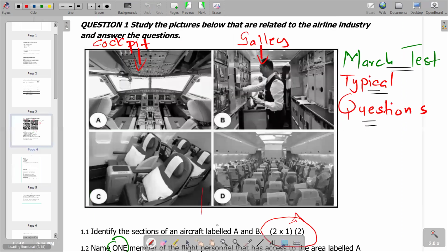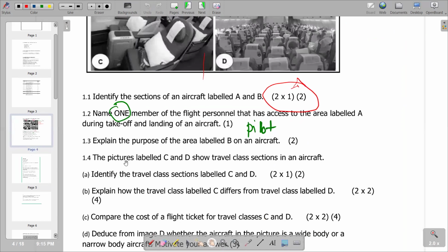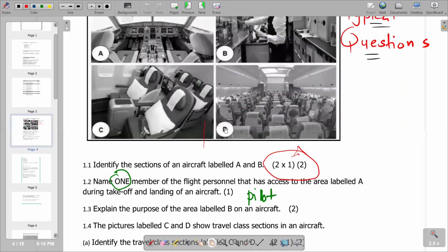Then we go to the next part of our question, 1.4. The pictures labeled C and D show travel class sections in an aircraft. Part A, identify the travel class sections C and D. According to the pictures you are given, you would see that C is representing the business class section. Then you go to D, and you see that this is the economy class.